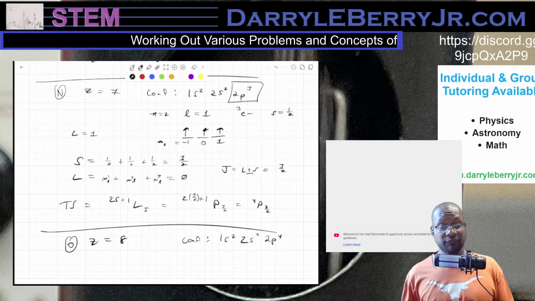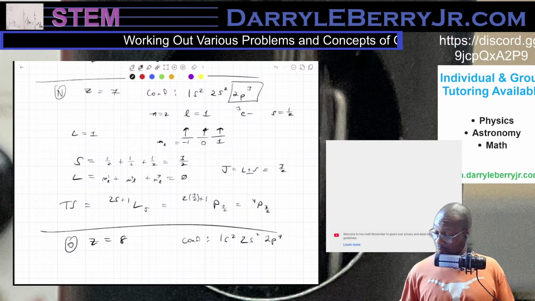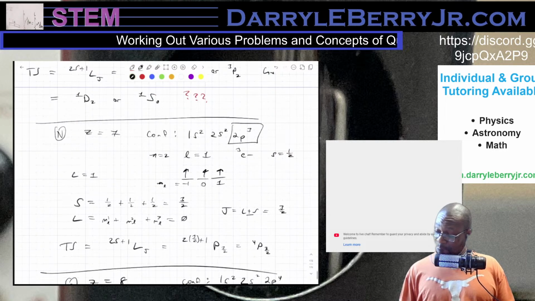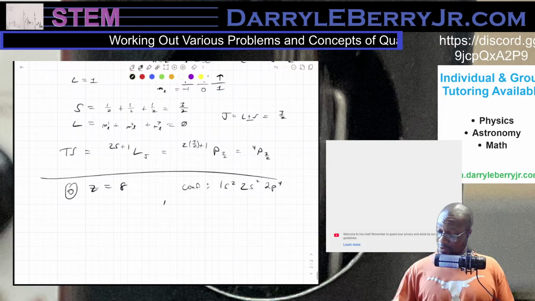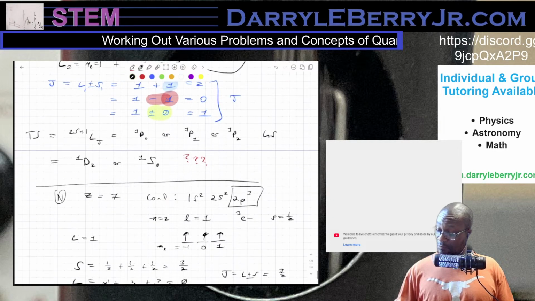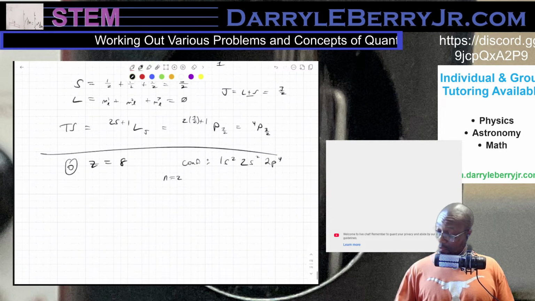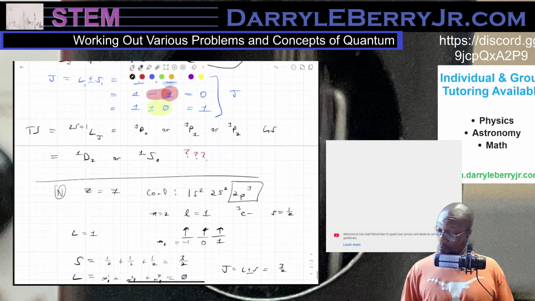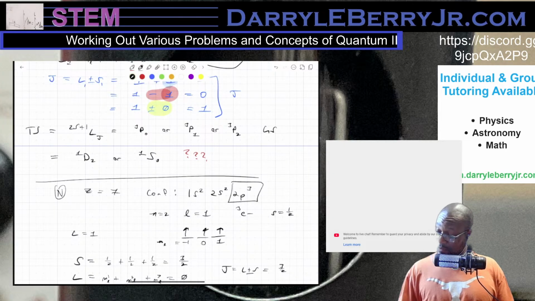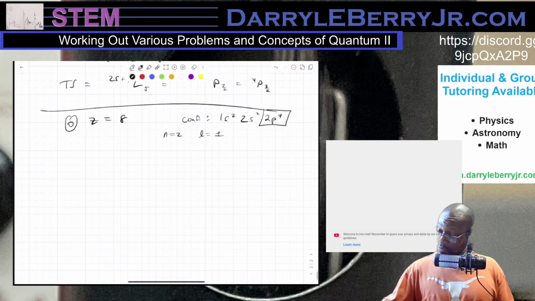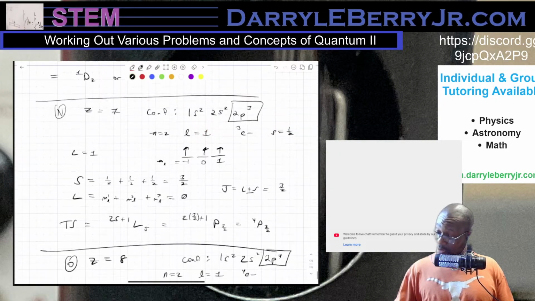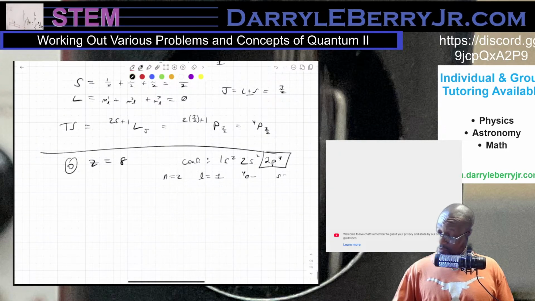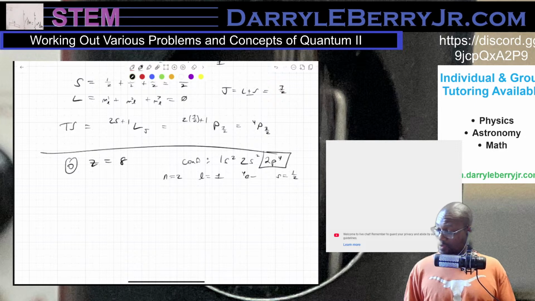1s2. That's what I believe the configuration is. Let me check and see. Yep, that is correct. So it seems to me we still have n equals 2. Little l still equals 1 because there's a p there. And there's 4 electrons now. And little s for each of them is 1/2 for each of the electrons.